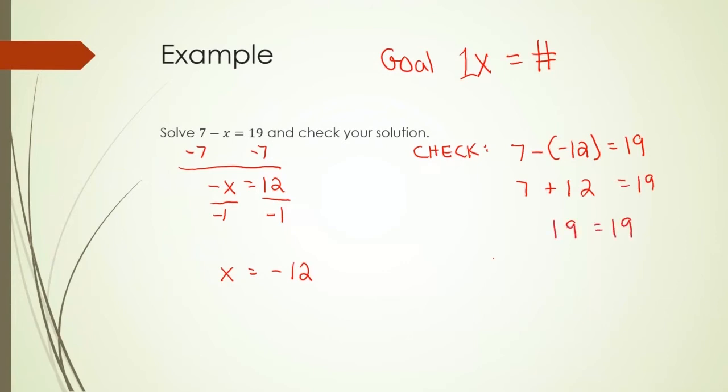So when you're checking and you end up with the left side equals the right side, that's a check. You got it right. And so that is your solution. So then you know your answer is -12. You did your work correctly.